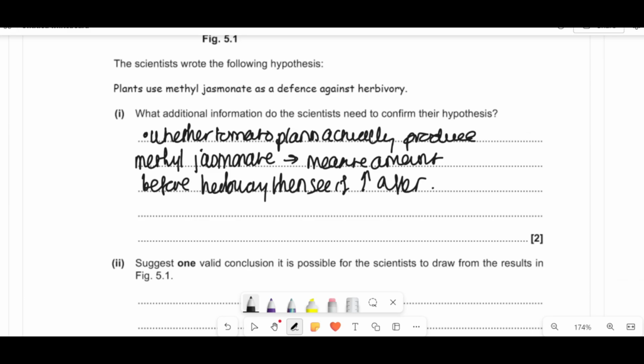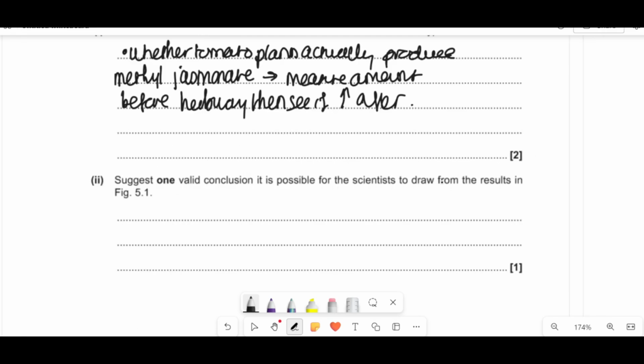And also, do other insects respond in the same way? And as well as that, really, if they're saying plants in general, we've used tomatoes, do other plants do the same thing? So you'd have to do it on another species as well. So suggest one valid conclusion it's possible to draw from these results.